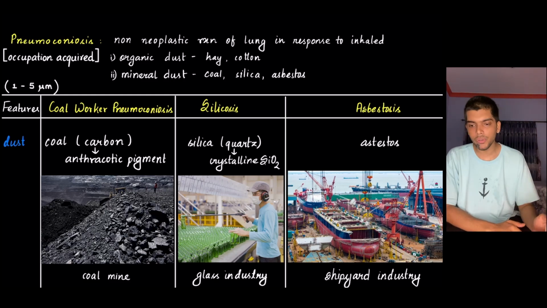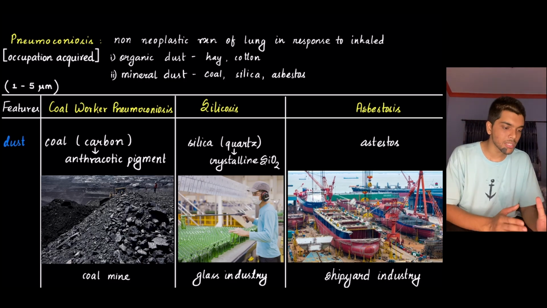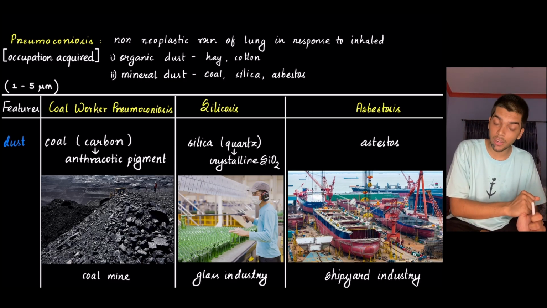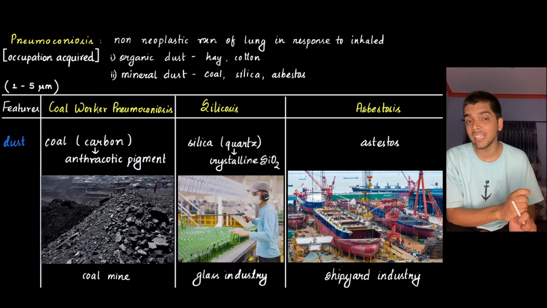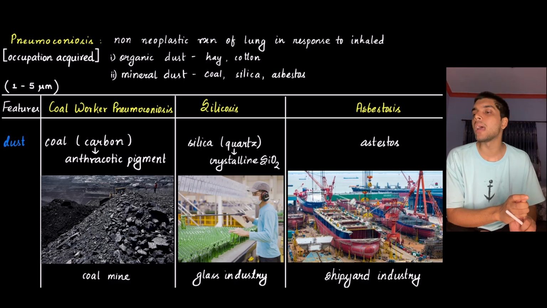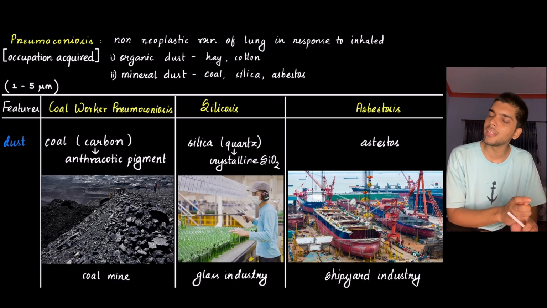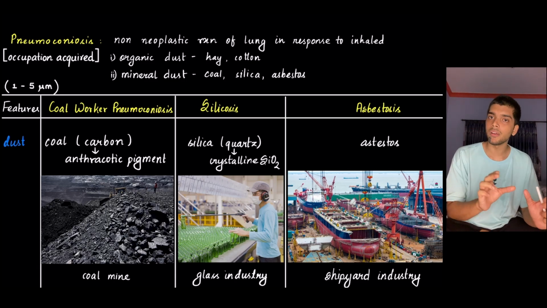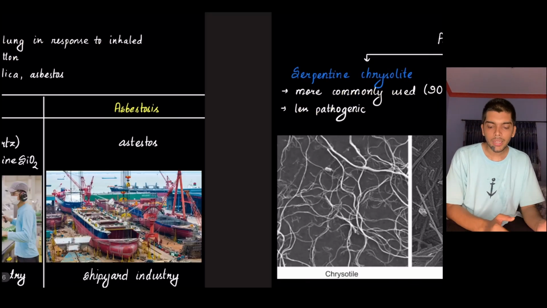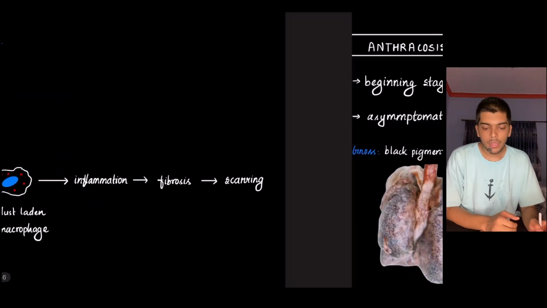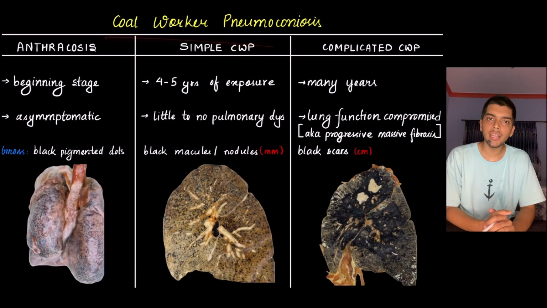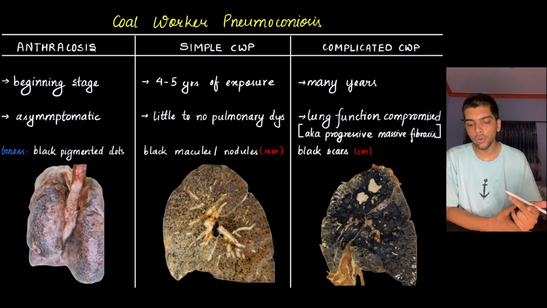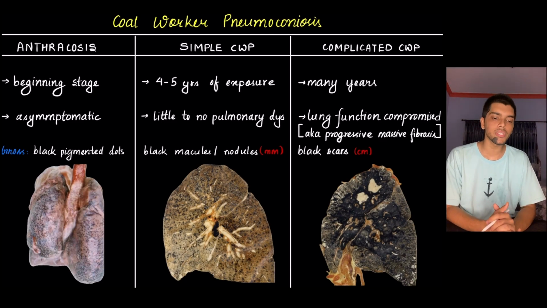3 types of pneumoconiosis: coal worker pneumoconiosis, silicosis and asbestosis. Coal worker pneumoconiosis is caused by coal which contains carbon, which is anthracotic pigment. Silicosis is caused by silica, the crystalline form, namely quartz. And asbestosis by asbestos, where amphibole is more pathogenic than serpentine chrysolite due to the aerodynamics of the particle structure. Then, as for coal worker pneumoconiosis, there are 3: anthracosis, simple coal worker pneumoconiosis and complicated coal worker pneumoconiosis.